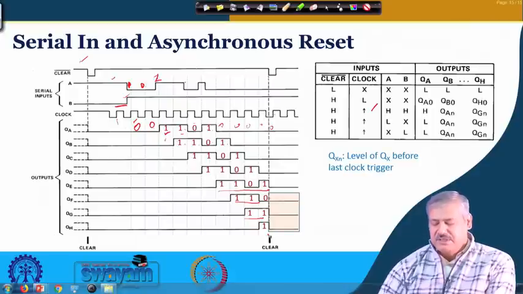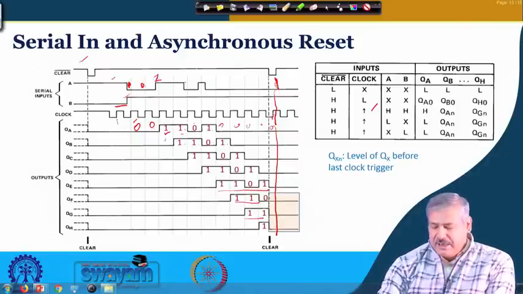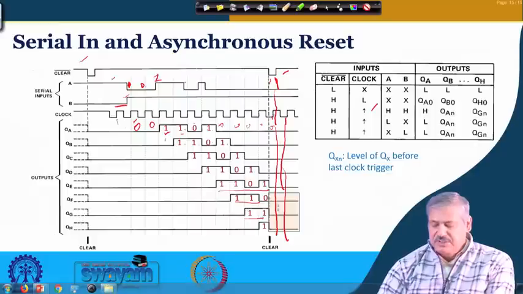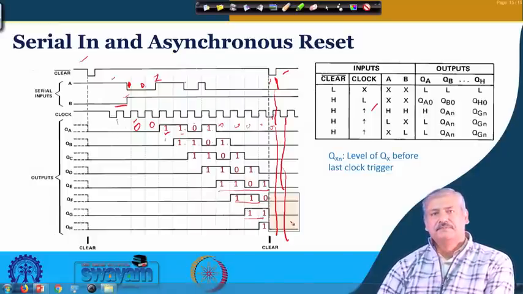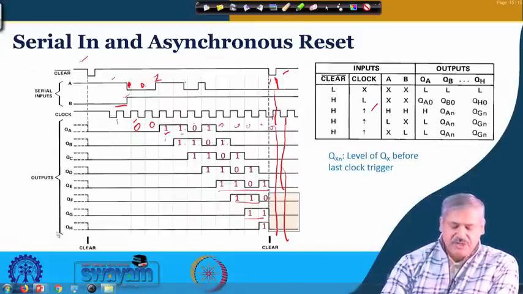So whenever this asynchronous reset occurs, all of them become 0. As long as it is reset, this line will remain 0. After the reset has moved, it has become inactive, right? It has become high. So the next clock trigger is here. At this clock trigger, all the inputs are 0, right? So the outputs are 0. Is it okay? This is how the serial data comes in, and the output you can read from QA to QH in parallel directly.